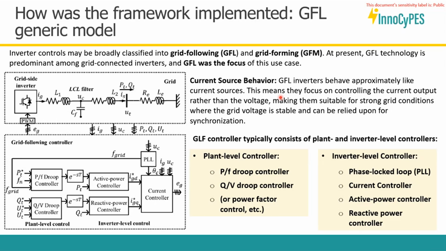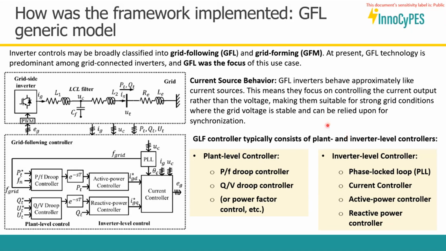That was the focus of this use case, where we apply this framework just as a proof of concept. In grid following, we have this current source behavior. The guys will present a little more about grid following and grid forming in the next couple of days. Here, the grid following behaves like a current source, which means it focuses on controlling the current output rather than the voltage, making it suitable for strong grid conditions where the grid voltage is stable and can be relied upon for synchronization.